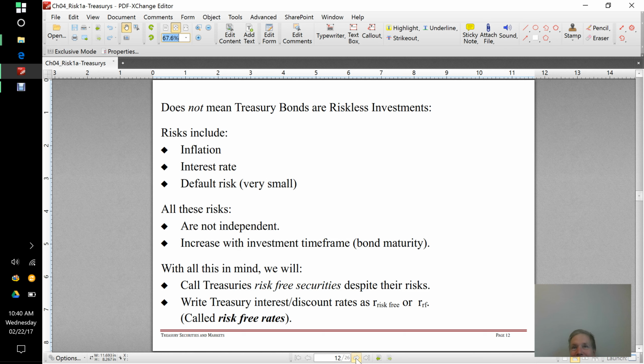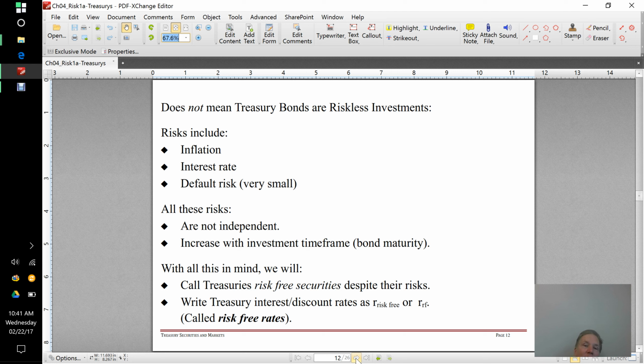Okay, all it means is that there's a very low probability that the US federal government is going to default on those bonds and notes. But there are risks to treasuries, which include inflation, interest rate, and again, that default risk, which is very, very small. These risks are clearly not independent. Inflation risk is clearly going to be tied to interest rate risk, and also the interest rate risk is tied to the perception of default risk, etc.